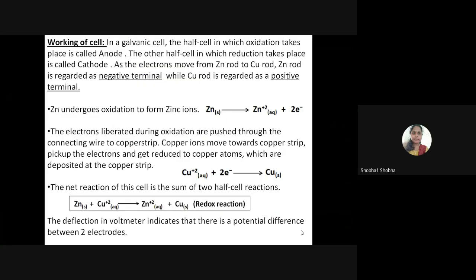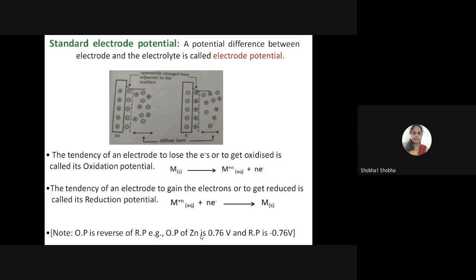And this is the working of the cell that I was discussing till now. Oxidation, reduction, overall net reaction of the cell, and the deflection in the voltmeter or galvanometer will indicate the potential difference between them. So what is that potential? Standard electrode potential. Standard electrode potential is nothing but the potential difference between the electrode and the electrolyte.